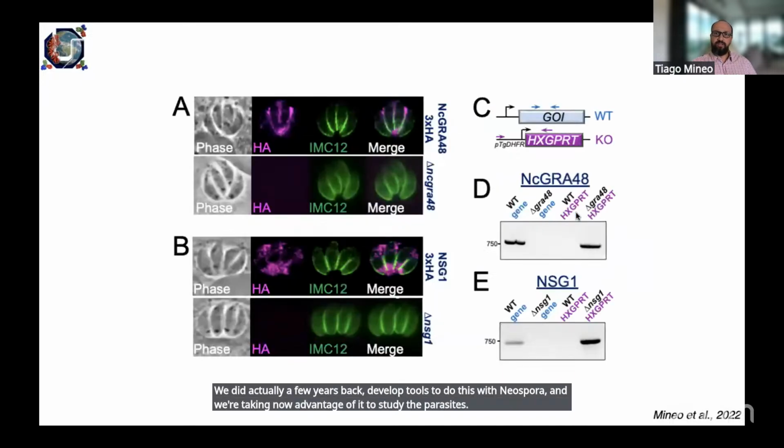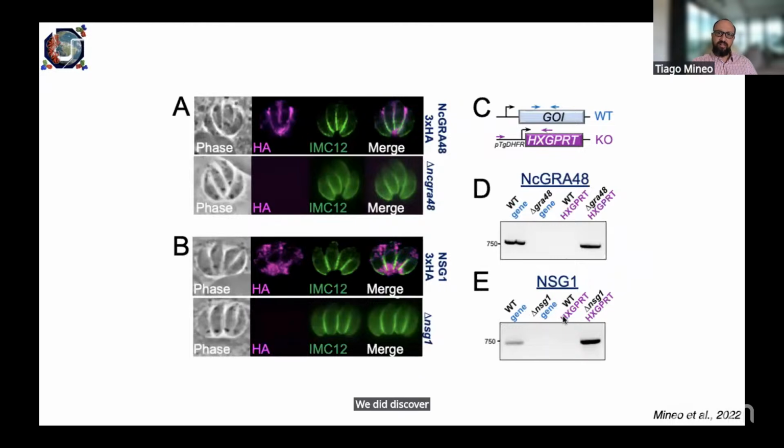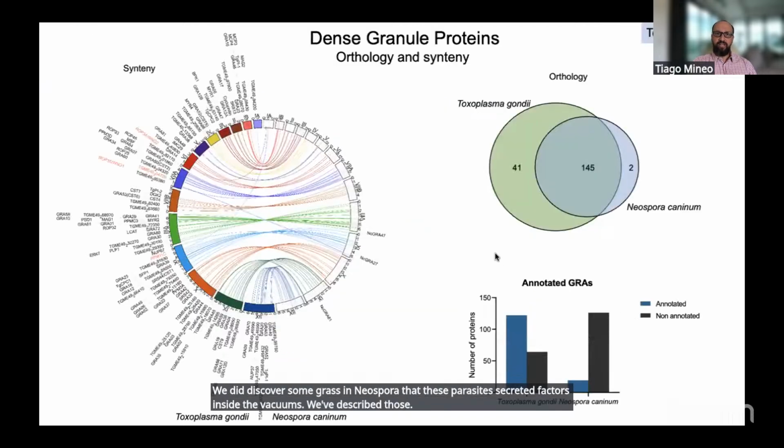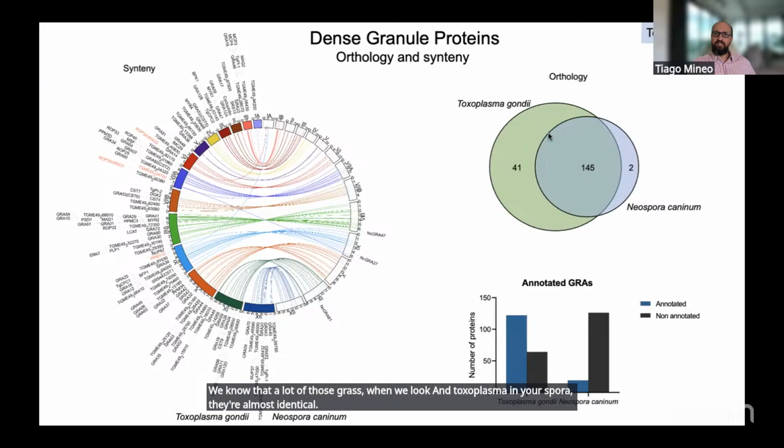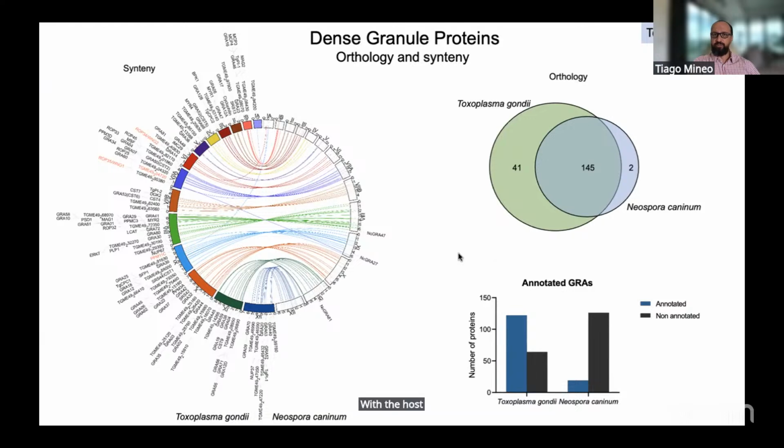We did discover some GRAs in Neospora, which these parasites secrete as effectors inside the vacuoles. We've described those. We know that a lot of those GRAs, when we look in Toxoplasma and Neospora, are almost identical, with a lot of synteny. Almost all are common to both parasites. We wanted to study them and see how those parasite proteins interact with the host and the host immune system in both parasites.